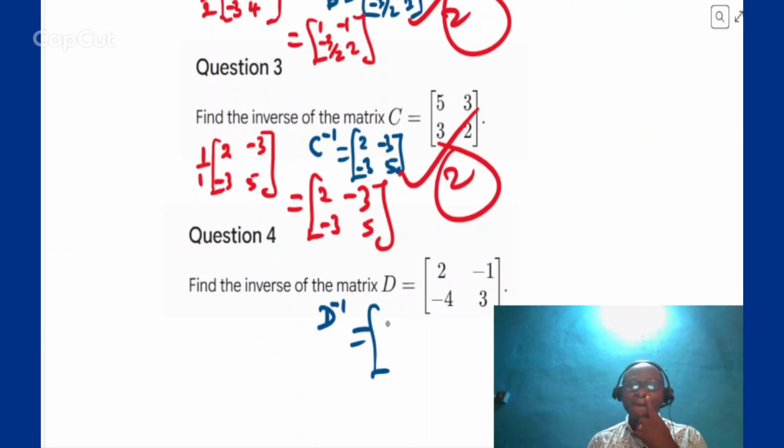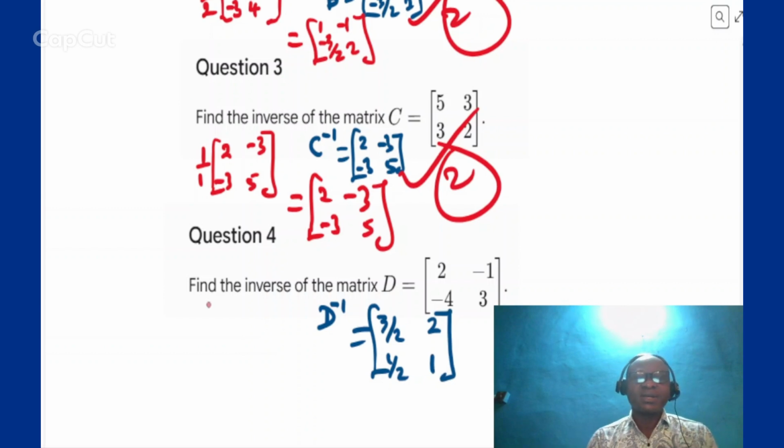3 over 2, 3 over 2, 2, 1 over 2, 1 over 2, and 1. Okay, cool. Now, let me verify your answer. So we are talking about the inverse of what?